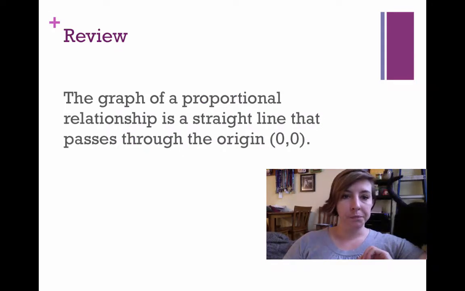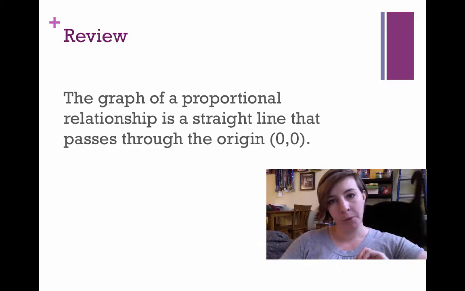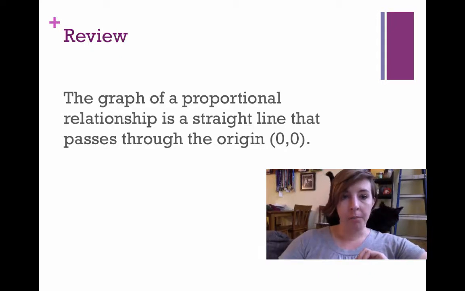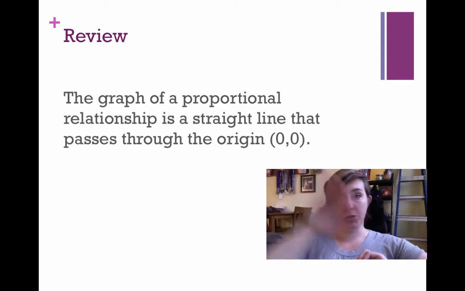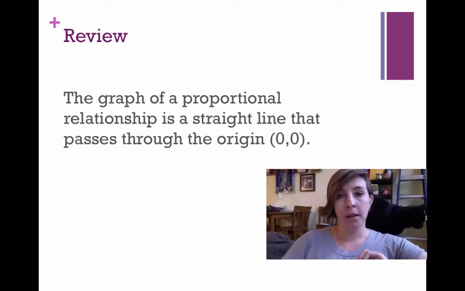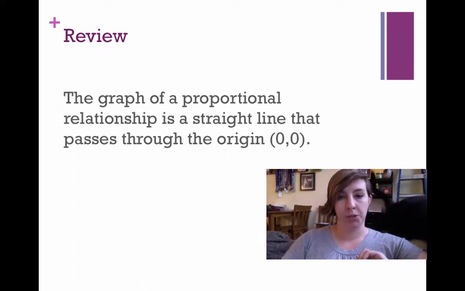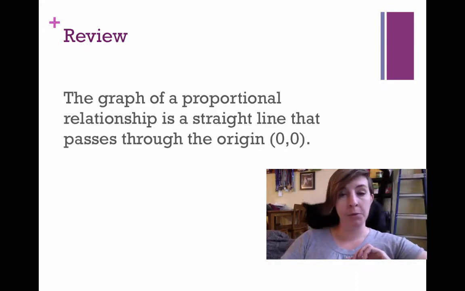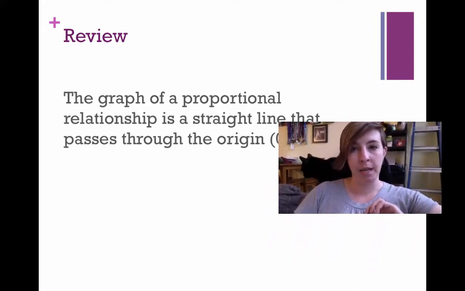So just to review, the graph of a proportional relationship is a straight line that passes through the origin, and the origin is the point that is at (0, 0). So when both your x value and your y value are 0, if the line goes straight through that point, that is one indication that your graph is proportional. You won't always have a table when you're looking at these. Sometimes you will only have a graph, and that's what we're going to be talking about today.